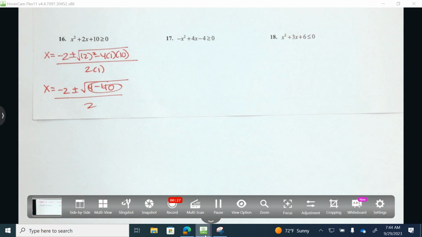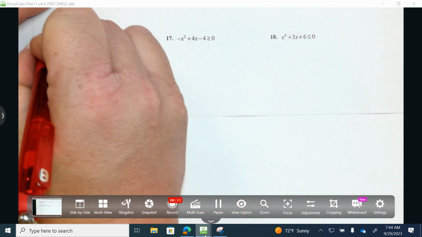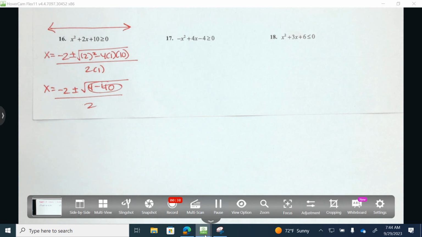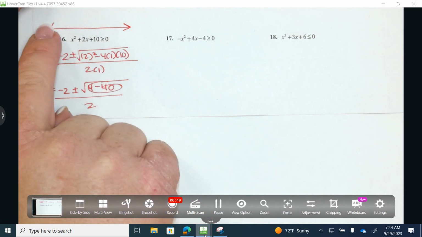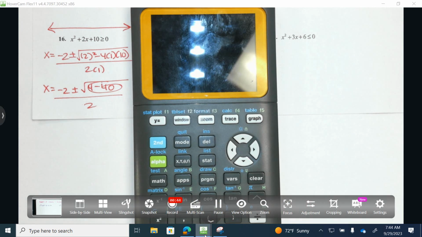That tells me that I will not be able to identify any critical numbers that are real numbers, because we can't take the square root of a negative. So how does that help me when identifying the solution set? If there are no critical numbers, my solution set will be everything highlighted or nothing highlighted. So all real solutions or no real solutions.